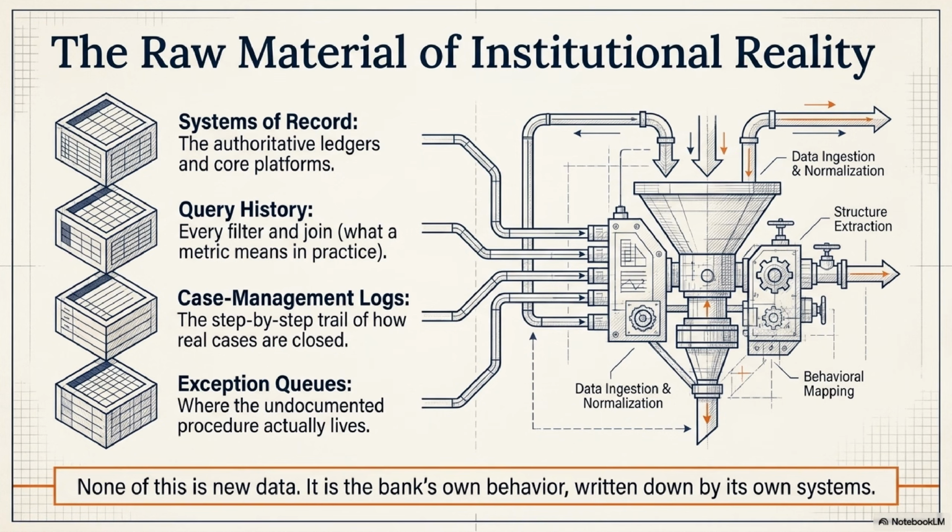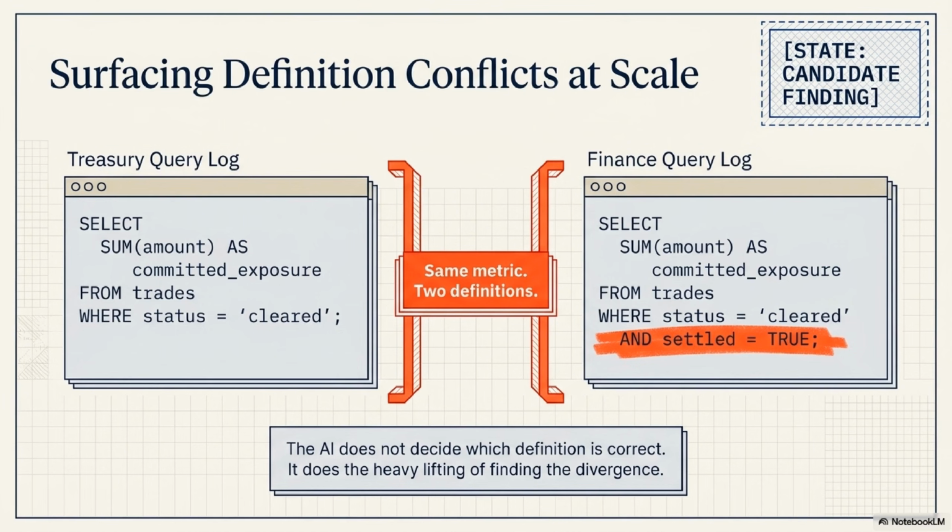None of this is new data. It is the bank's own behavior, written down by its own systems. Discovery just reads it. Here's where the AI earns its keep. Reading query logs at scale is exactly the kind of heavy lifting a person can't do by hand.